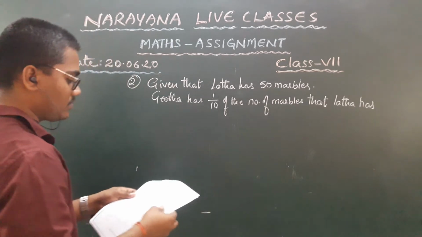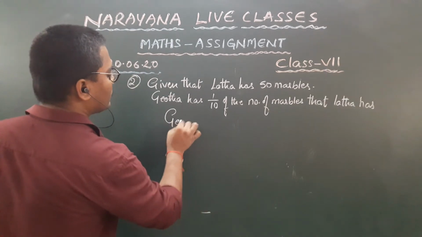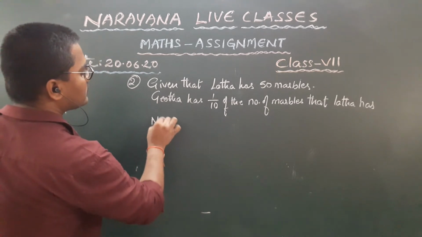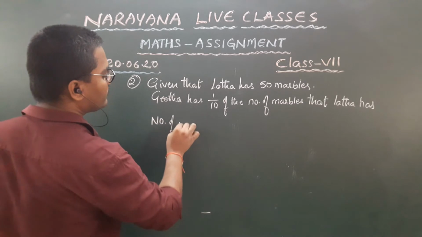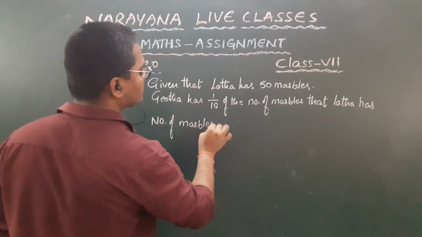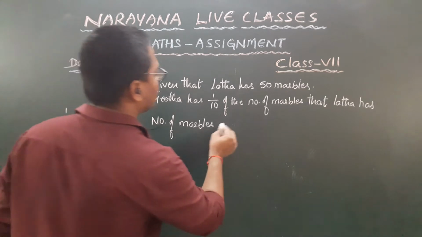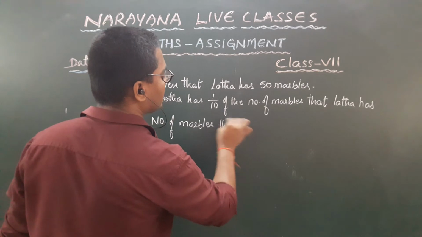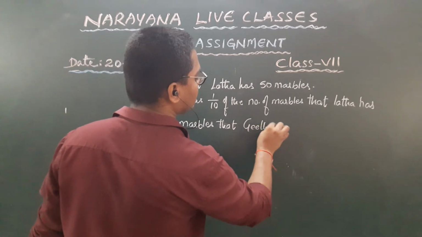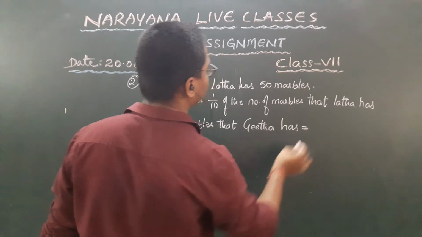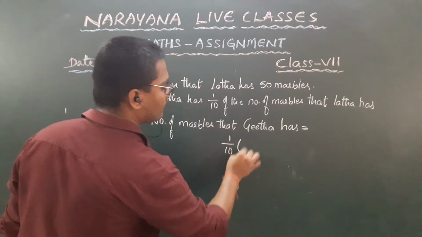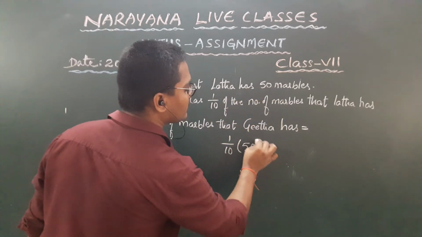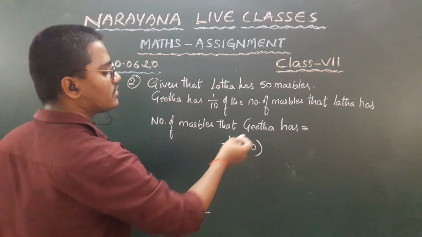Okay. Now how many marbles does Geeta have? So the number of marbles with Geeta is equal to, they are asking the number of marbles that Geeta has, children. So the number of marbles that Geeta has is equal to 1 by 10th of the number of marbles that Lata has. What is the number of marbles Lata has, children? 50. You need to replace the number of marbles, you need to write down 50.